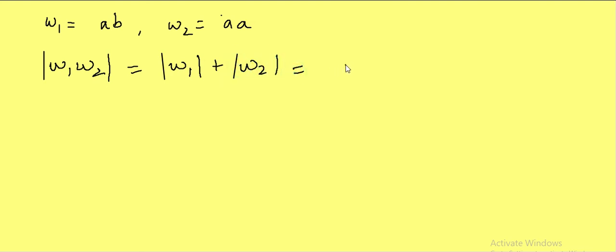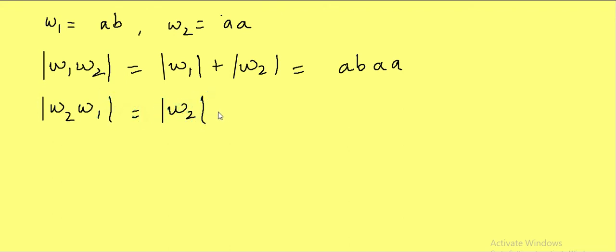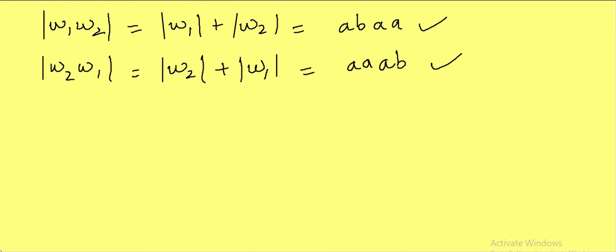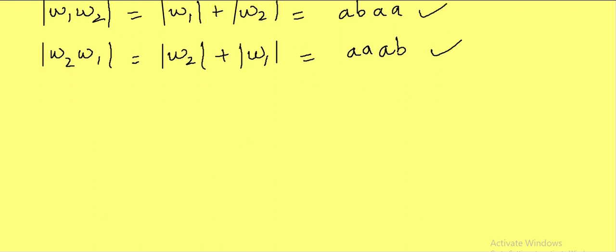Then it will be AB first and then A. And on the other hand, if I keep W2 first and then W1, then it will be W2 plus W1, right? And now we have W2 is AA and W1 is AB. Okay, so these two are not equal. So we can have more examples of this concept.